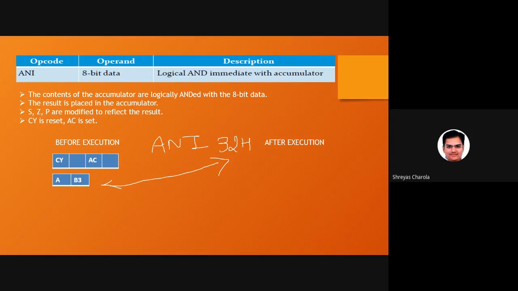The 32 operation will be performed with B3. You will get 32 only.